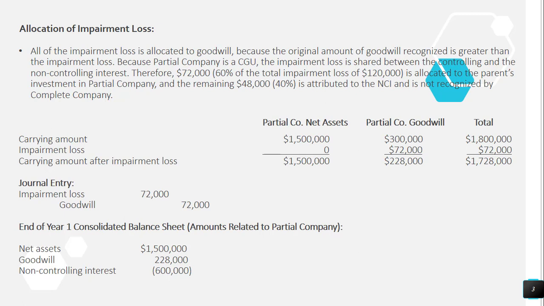The journal entry will include a debit to impairment loss of $72,000 and a credit to goodwill for $72,000. The consolidated balance sheet at the end of year 1, which are amounts related to Partial Company, will be net assets of $1.5 million, and again that's net identifiable assets, goodwill of $228,000, and a non-controlling interest of $600,000.